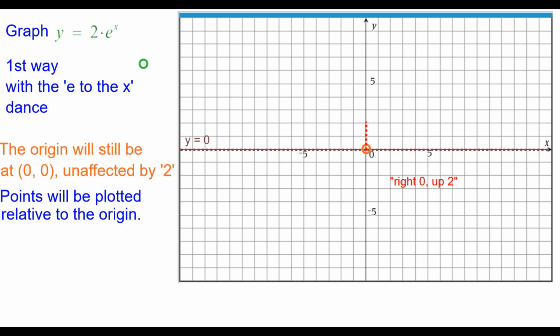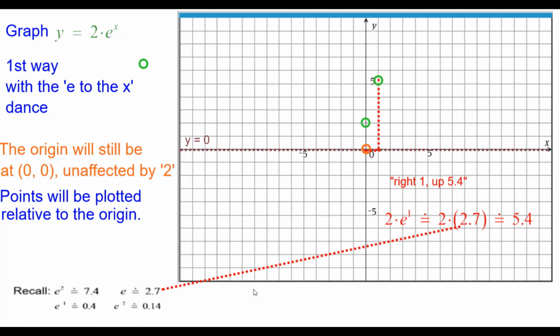Normally we go right 0 up 1, but the 2 factor is going to make it right 0 up 2. 2 times 1 is 2. I'm also pointing out these are values we should recall, the powers of e for both the e to the x and natural log function. Right 1 is normally up e, but we're going to go right 1 double e, which is 5.4. Right 2 up 14.8, because that's usually 2 times e squared.